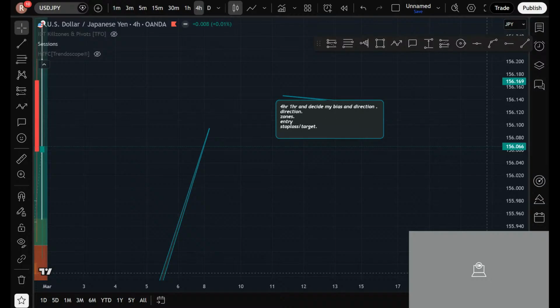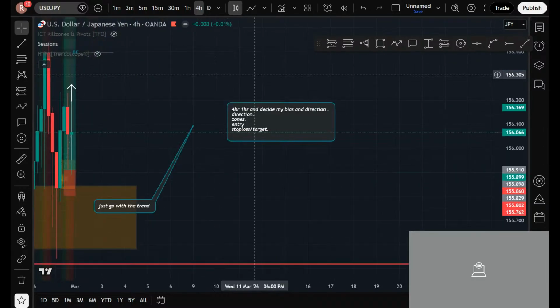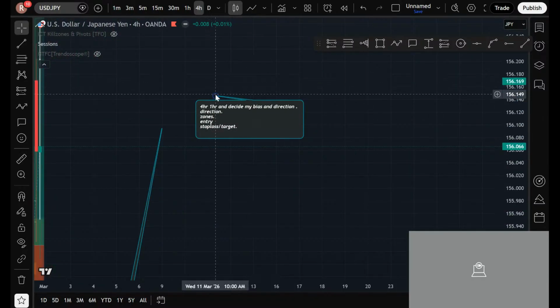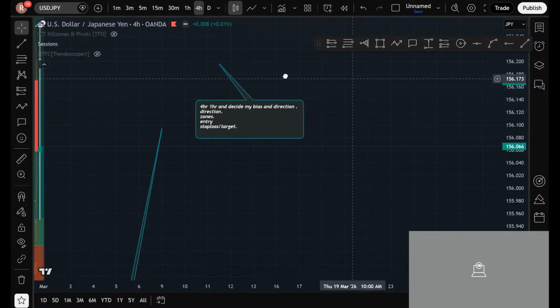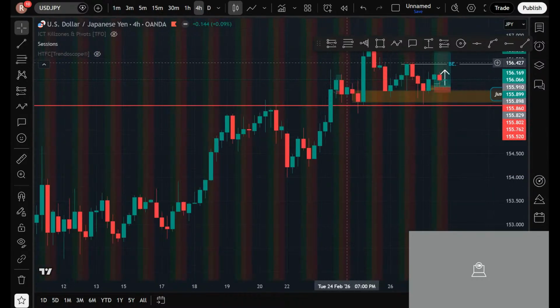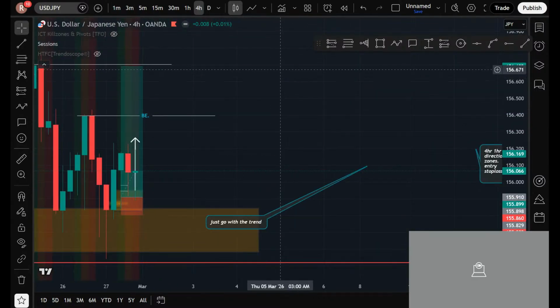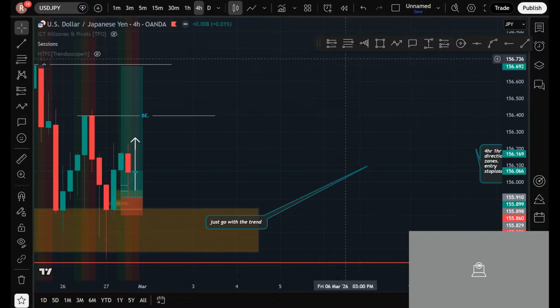And let me inform you of one thing: strategy alone will not make you profitable. The thing that will make you profitable is the way you think about your strategy, like when you know which times this strategy works and which times it does not work. That is the main important thing in a strategy.